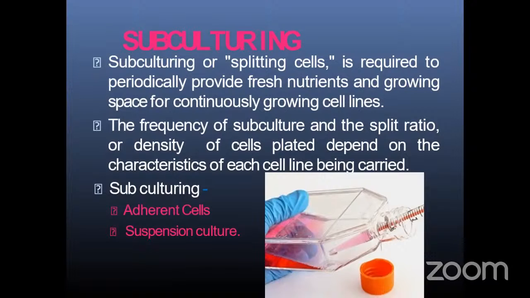If not, what happens? Once it reaches 100%, there is contact inhibition. So the cells stop dividing and they will start dying, and cells will float in the media. So we should not go till that point of time. We have to remove the spent media, add fresh media regularly, and once it reaches 80% confluence, you have to remove the cells and you have to subculture.